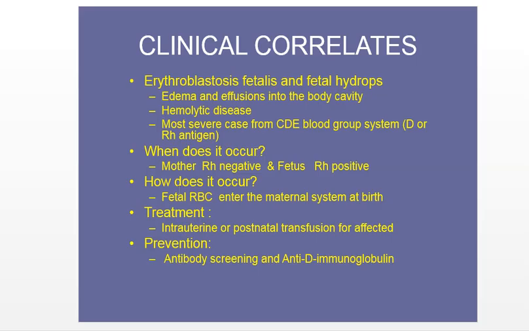When does it occur? When the mother is Rh negative and the fetus is Rh positive. How does it occur? Fetal RBCs enter the maternal system at birth. Treatment: intrauterine or postnatal transfusion for the affected. Prevention: antibody screening and anti-D immunoglobulin.